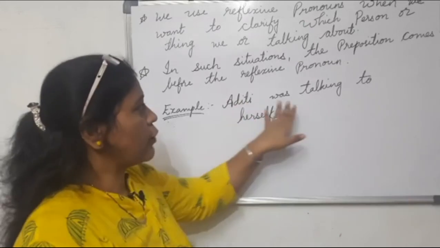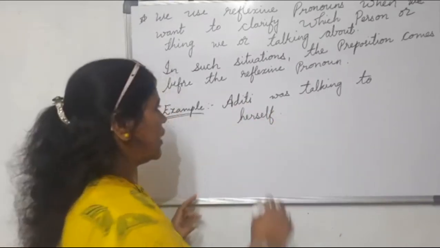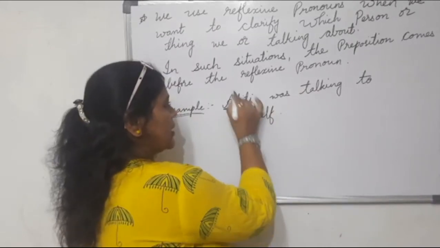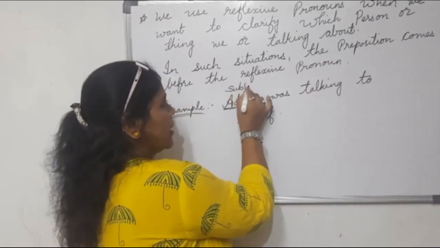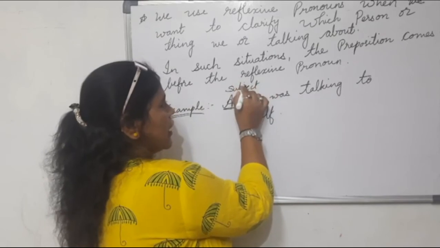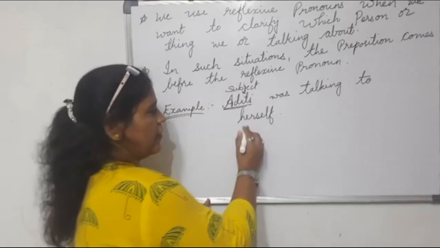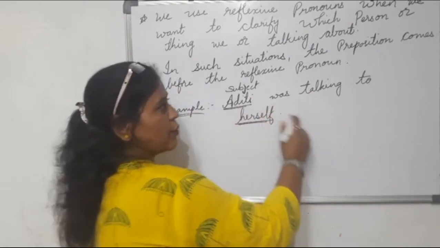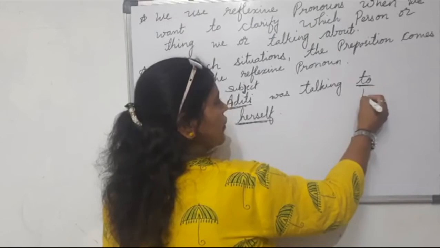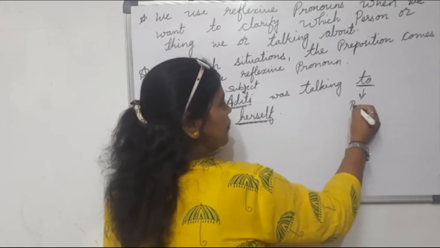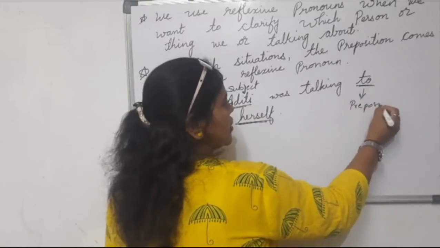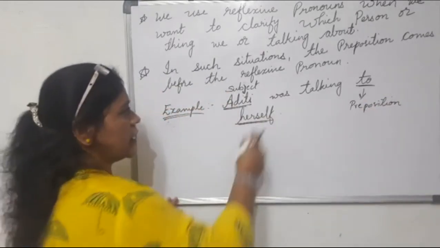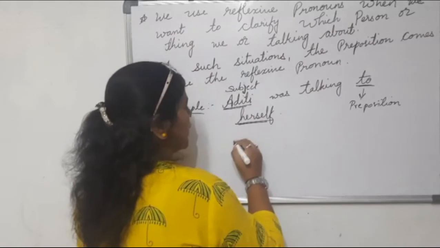So Aditi was talking to herself. Here in the sentence, Aditi is the subject. What is she doing? She is talking to herself. Herself is the reflexive pronoun, and before the reflexive pronoun we have used the preposition to.